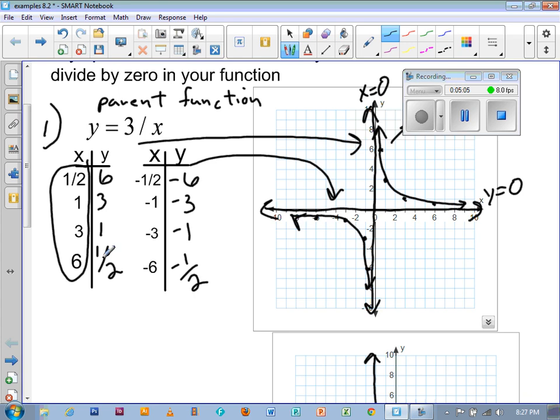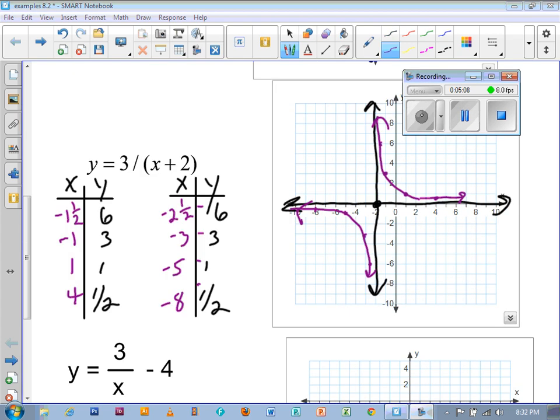And when you're done, I'll have it completed for you so you can check your work. Okay, welcome back. As you can see in front of you, I've completed the graph after it's been translated left 2 units.